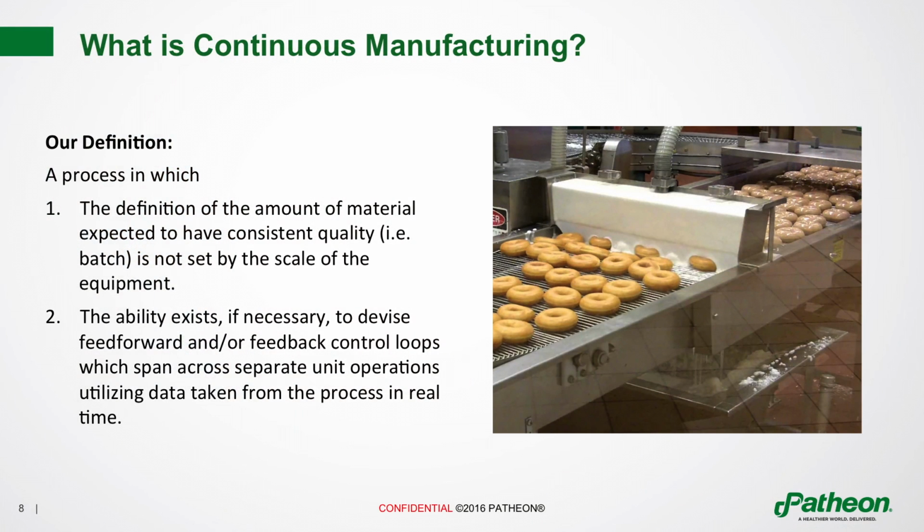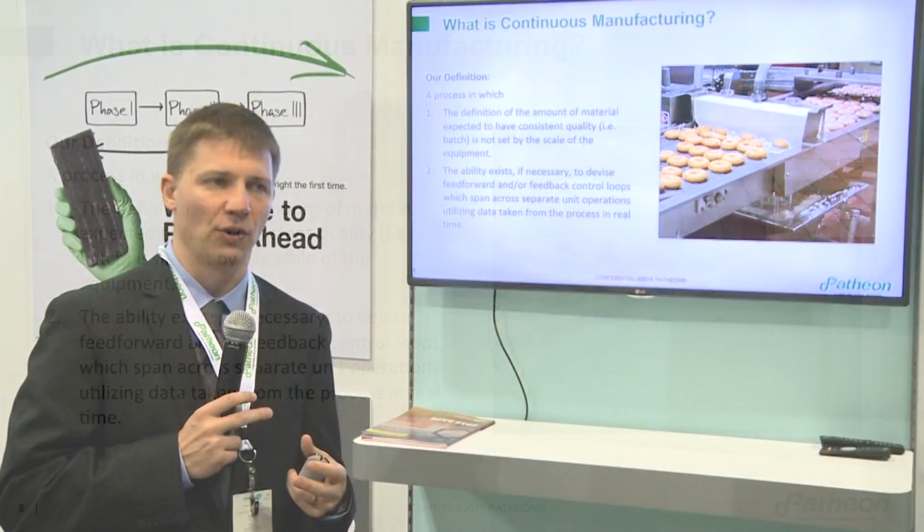So I got a picture of a Krispy Kreme line there because that is actually a great example of continuous manufacturing. But the definition is one that we've kind of hobbled together out of the benefits that we see of this new approach in the continuous manufacturing world. The first is that the amount of material that you produce at any one time is no longer tied to the scale of your equipment.